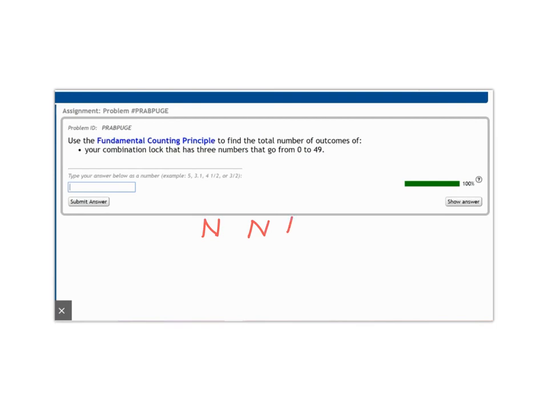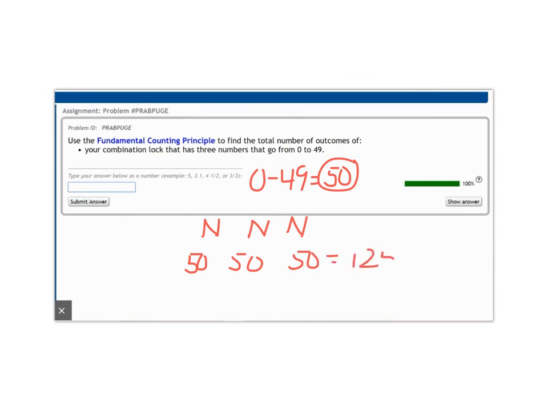And the last one, your combination lock has 3 numbers that go from 0 to 49. So you need 3 numbers that you're going to spin for your locker combination. 0 to 49 means there are actually 50 possible choices of numbers that you could possibly spin. And that's for each of the numbers on your locker combination. So 50 times 50 times 50 would be 125,000 different combinations.